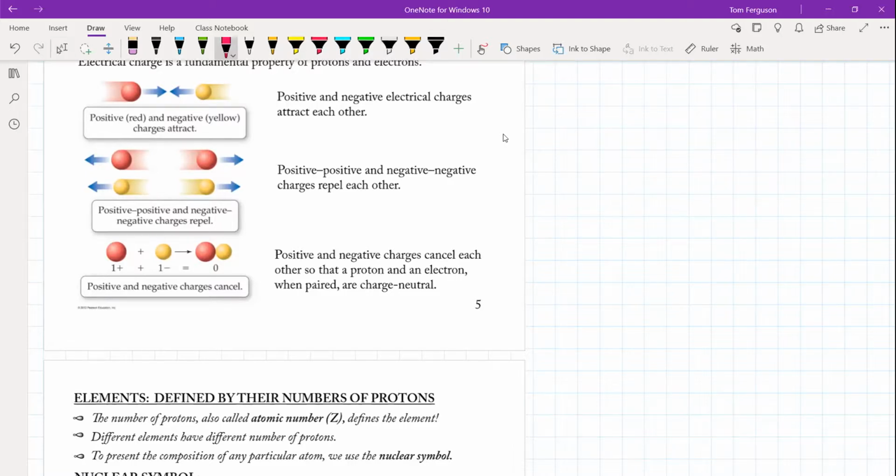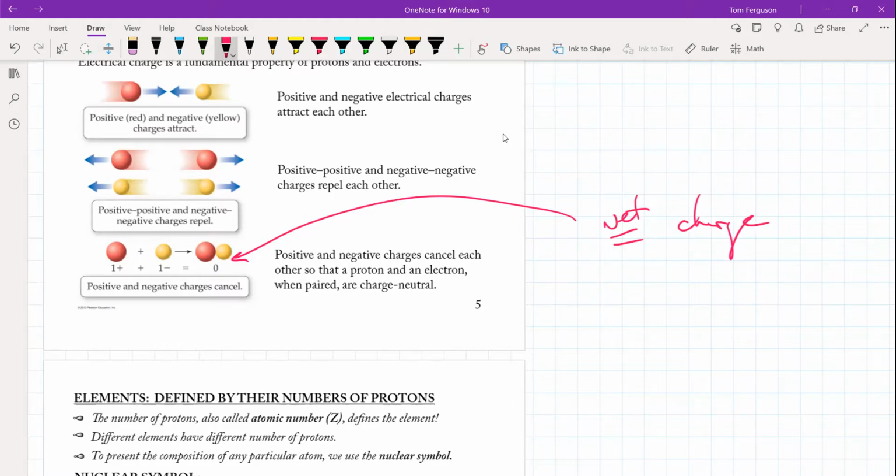Okay, so this is the net charge. Now, if you had more positives than negatives, your net charge would be positive. If you had more negatives than positives, your net charge would be negative.